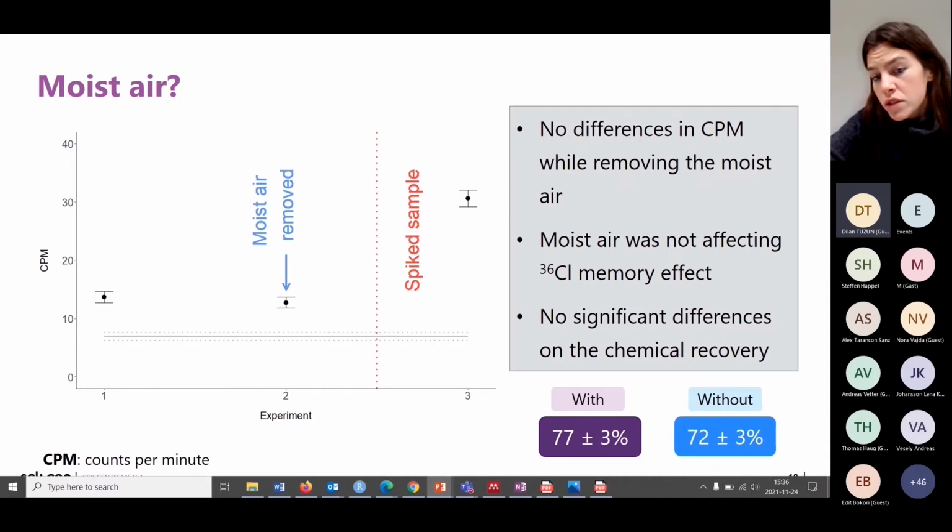So we conclude that moisture was not really affecting the chlorine-36 memory effect. Anyhow, we also quantified the chemical recoveries in order to see if it was really needed to use the moisturizer on the setup. And as you can see on the squares below, there were no significant differences in the chemical recoveries, meaning that we could also remove the moisturizer from the system.